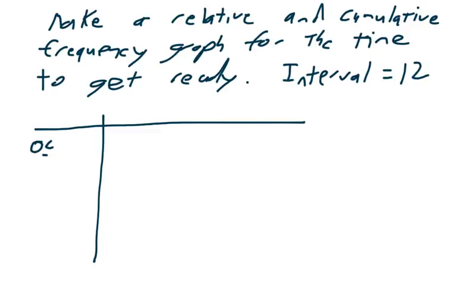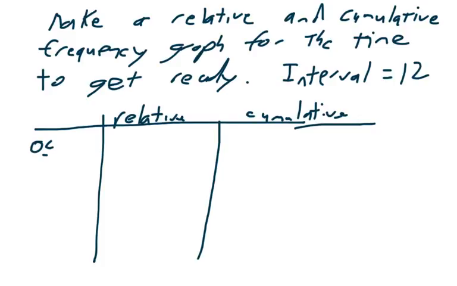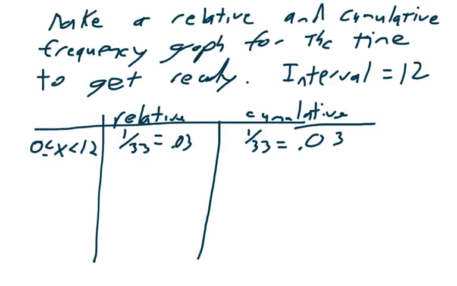So for the relative frequency, this will be very similar to the histogram, and for the cumulative, it will not be, as we are going to continue to add up groups of people until we get all the way up to all 100% of the people. So my first group is everything between 0 and 12, not including 12, which is 1 out of the 33 people, which gives me a percentage of about 0.03. And for the cumulative, I have the same numbers, which is 1 out of 33.